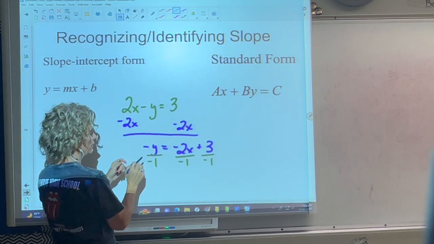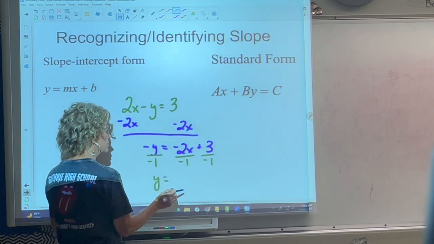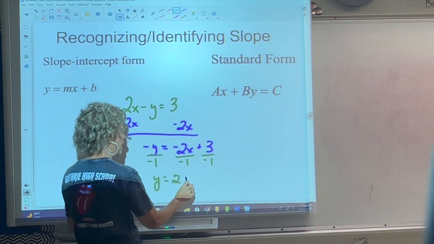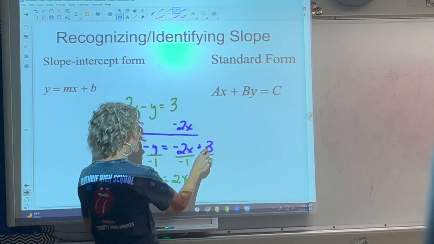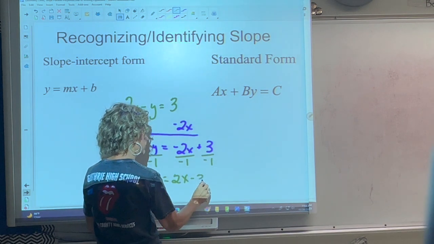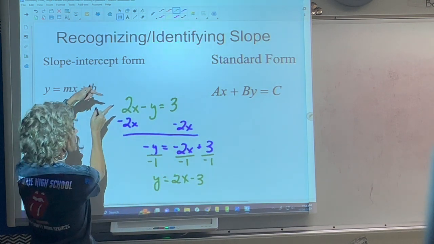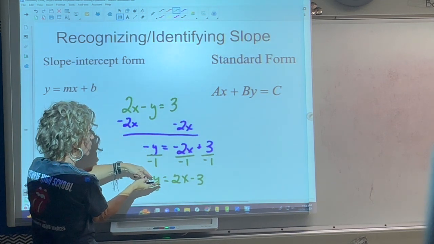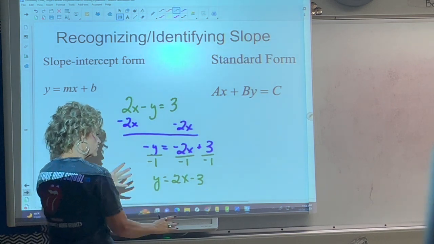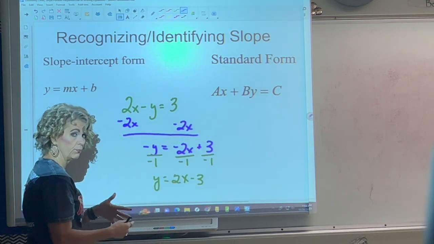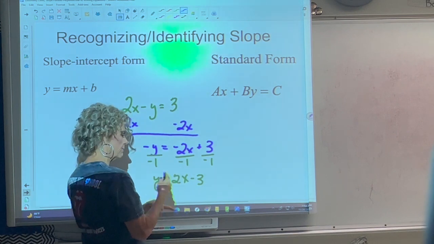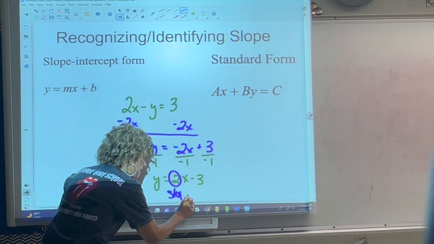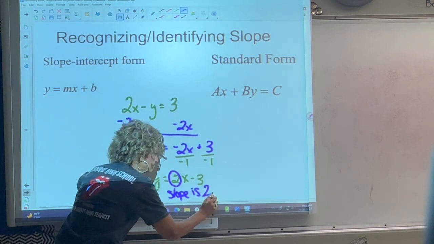Okay, negative over negative makes a positive, y equals negative 2 over negative 1, which is a positive 2. Then I have my x, and then a positive 3 over negative 1 is a negative 3. I now have my line in slope-intercept form, okay? So therefore, I can identify the slope. The slope is the coefficient of x, the number in front of x, which is 2. So my slope is 2. Okay.